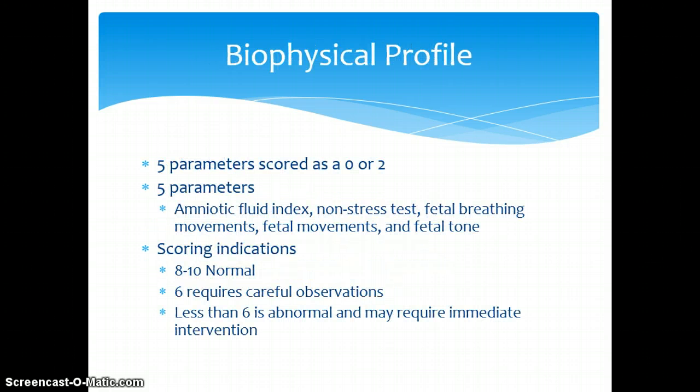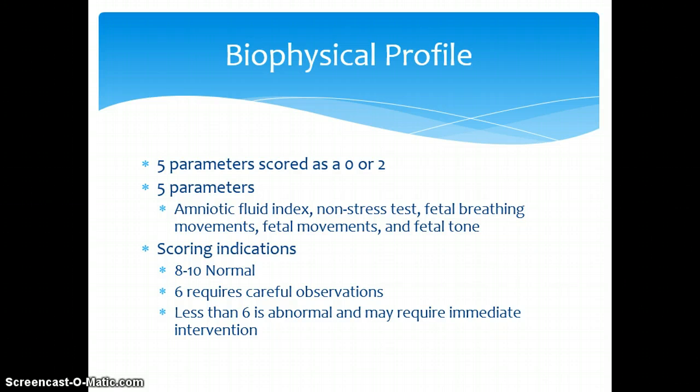A biophysical profile has 5 parameters that are either scored as a 0 or a 2. There are no 1s given for a biophysical profile. The 5 parameters are an amniotic fluid index, a non-stress test, fetal breathing movements, fetal movements, and fetal tone. For the scoring, 8 to 10 is normal, 6 requires careful observation, and less than 6 is abnormal and may require immediate intervention, including delivery.